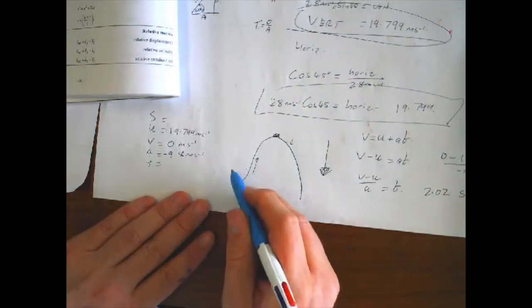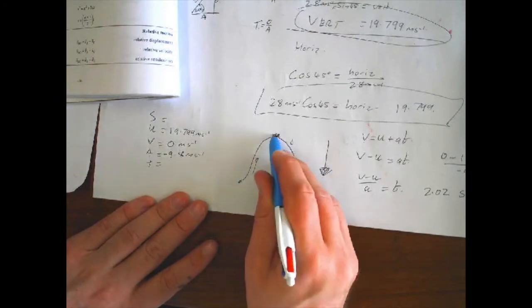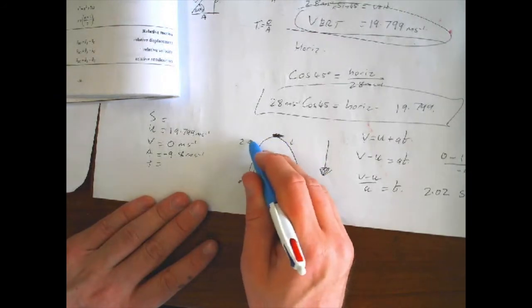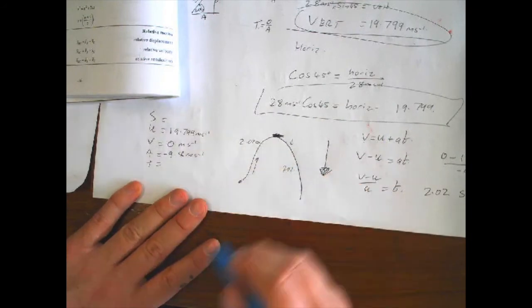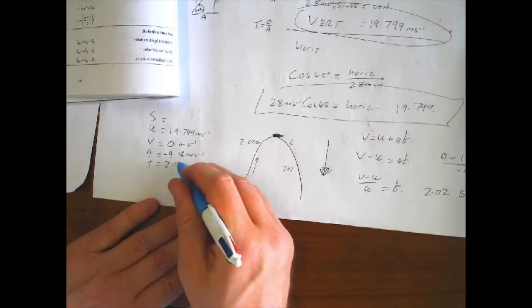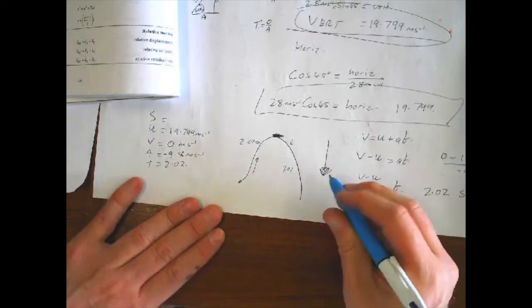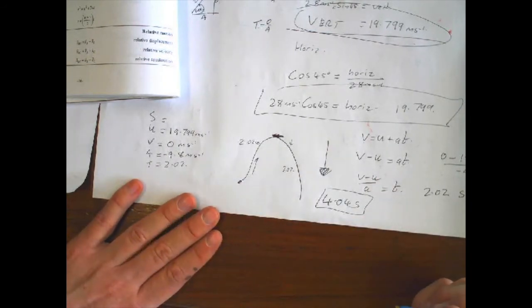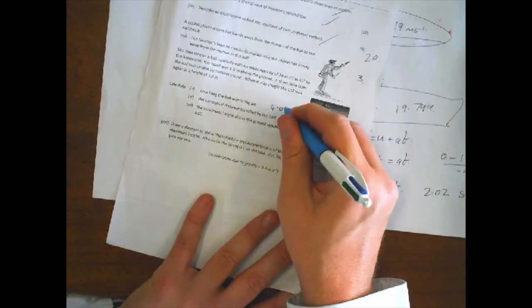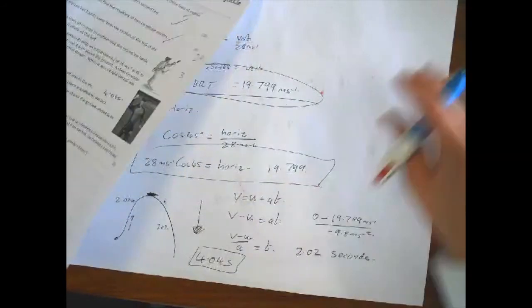Now to be careful here, because what we just calculated is the time it took the ball from when she released it to the peak of the throw, which was 2.02 seconds. But it's actually going to take another 2.02 seconds to fall down again on the other side. So the total flight time is 4.04 seconds. That's how long the ball was in the air. Okay, so that's the first part. How long the ball was in the air?